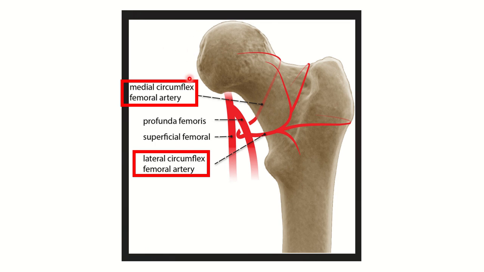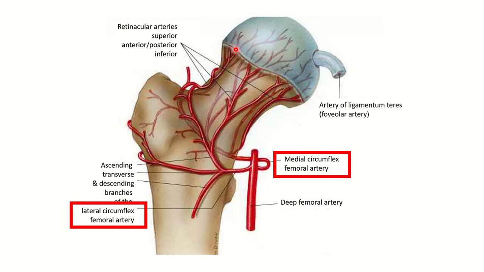You can see this is going towards the head and supplies it. In adults, it is true that the medial circumflex femoral artery and lateral circumflex femoral artery supply the femoral head. Then we can see in this very clear picture the medial circumflex femoral artery, here the lateral circumflex femoral artery, and here the retinacular branches arising from the medial and lateral circumflex arteries. So this is the normal blood supply of the head of the femur.